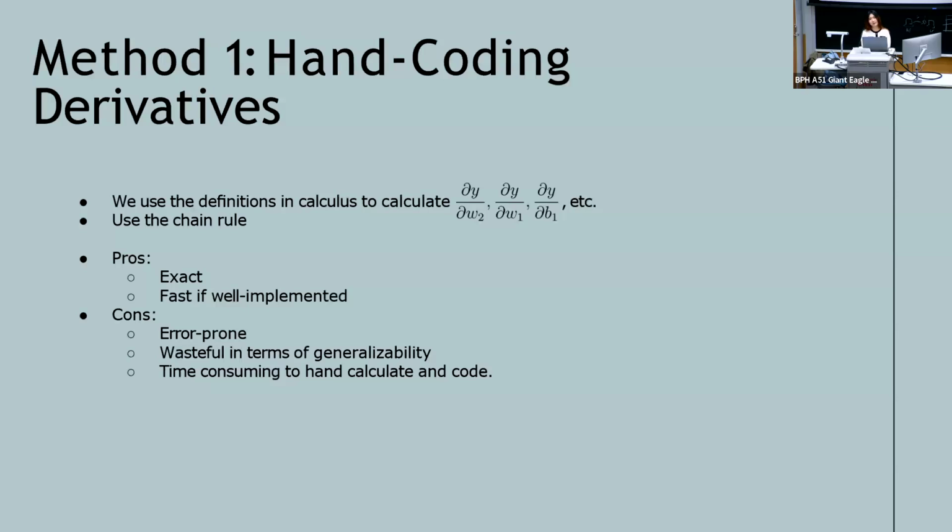Firstly, there are several methods that I want to share to calculate derivatives. The first method is hand coding. Basically, we use the definitions in calculus to calculate the gradients, and we use the chain rule. For the pros, if it is well implemented, it will be very fast and accurate. But on the other side, it is really easy to get errors, and it costs a lot of time to compute the gradients by hand.